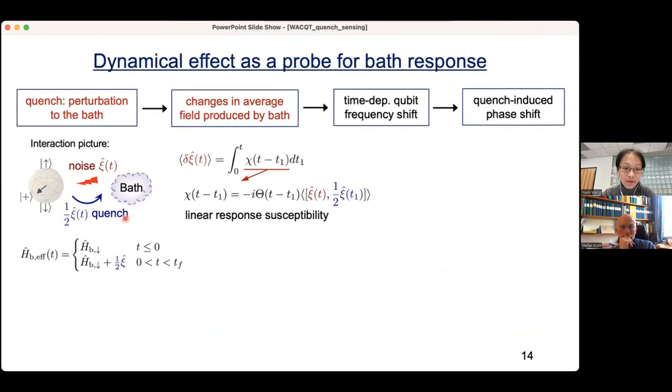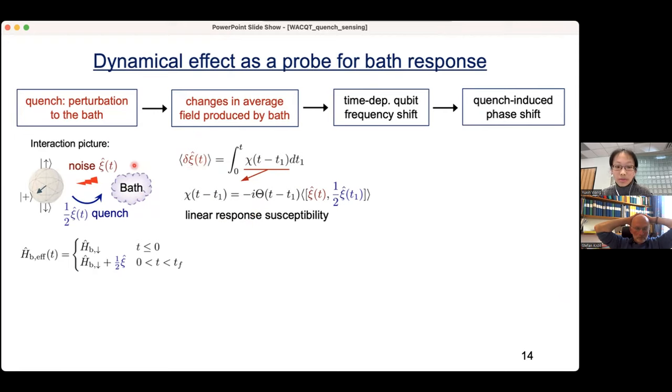So how do we understand the effects of the quench on the qubit? Let us go to the interaction picture defined with respect to the H_B down, so that the quench will manifest as a time-dependent term that changes the bath Hamiltonian. Because of the quench, the average of the bath noise operator, which is given by this C of t here, also sees a small change over time. Now, at the level of linear response, we can compute this change in the average bath noise operator, which can be written in terms of the standard linear response susceptibility of the bath, also known as the retarded Green's function.